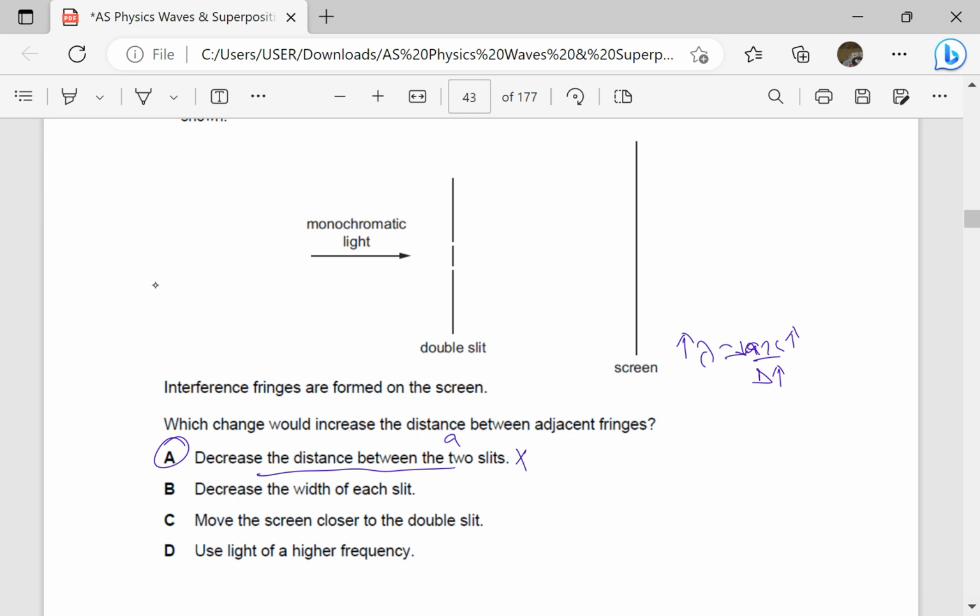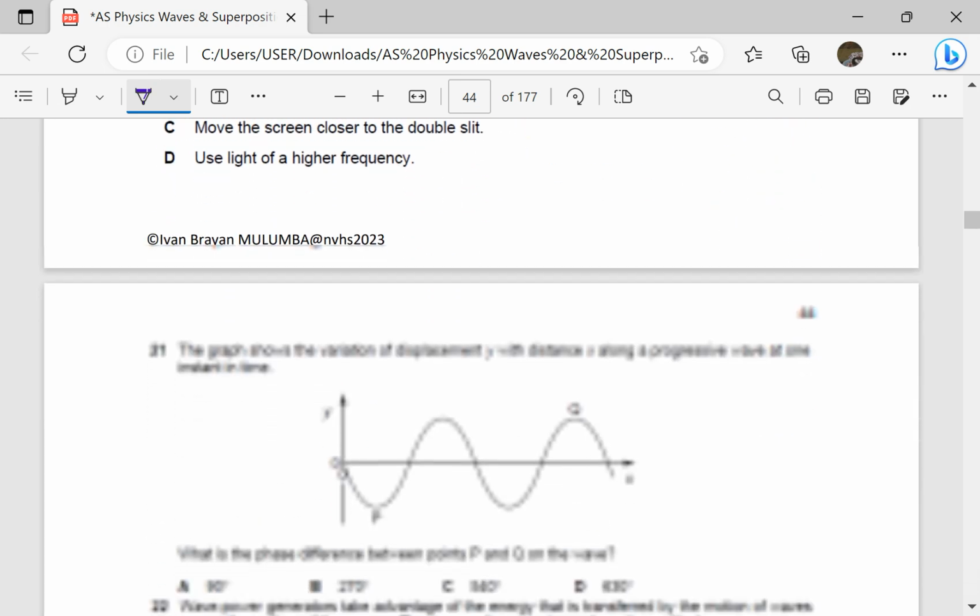Decrease the distance between the two slits, that is a, not D. When D is decreased, x decreases, but the distance between the slits is a. So a is inversely proportional to x. If a decreases, x increases. Okay.